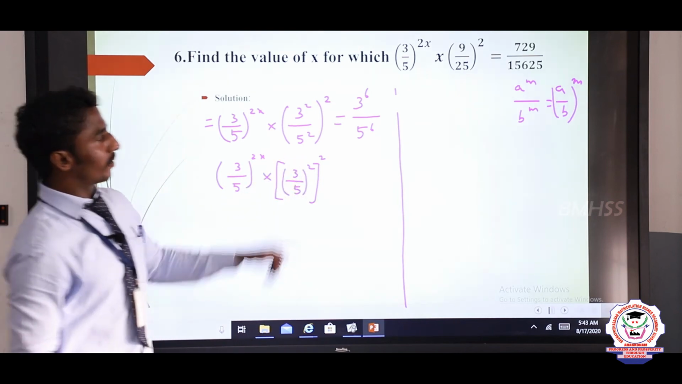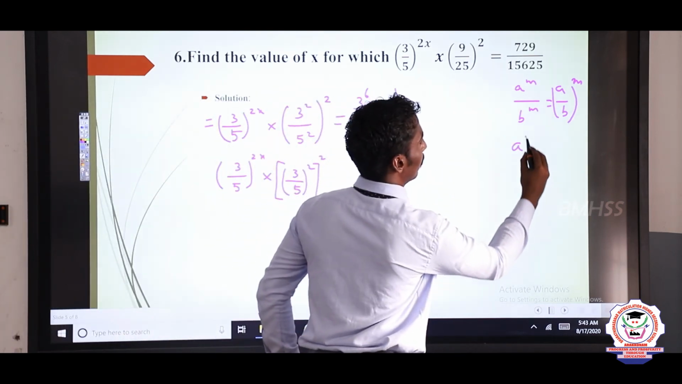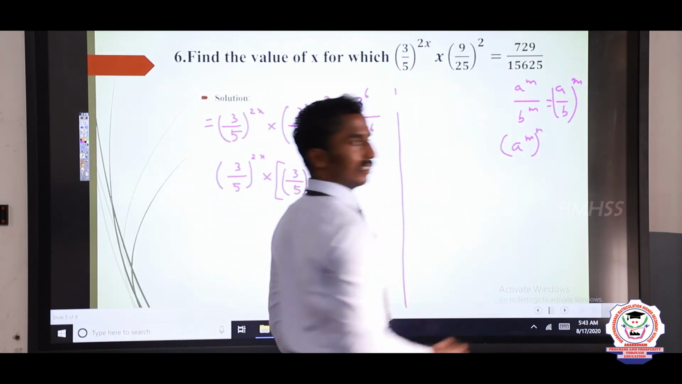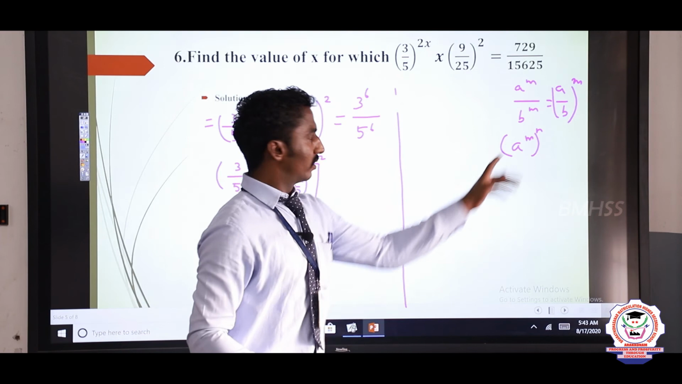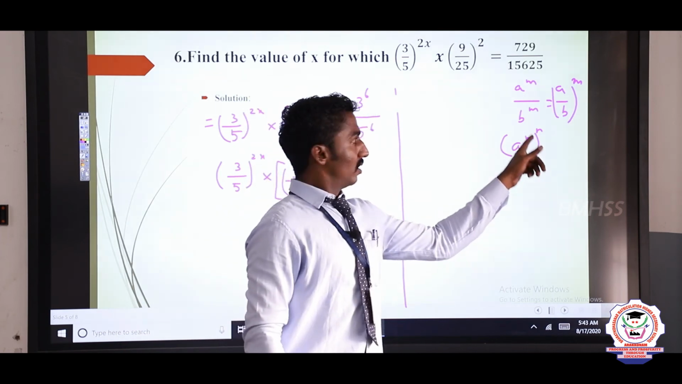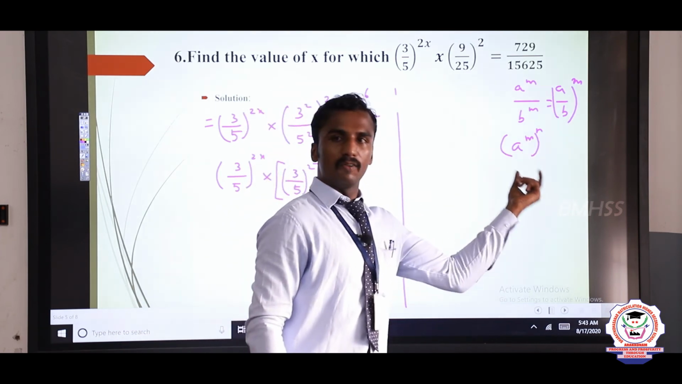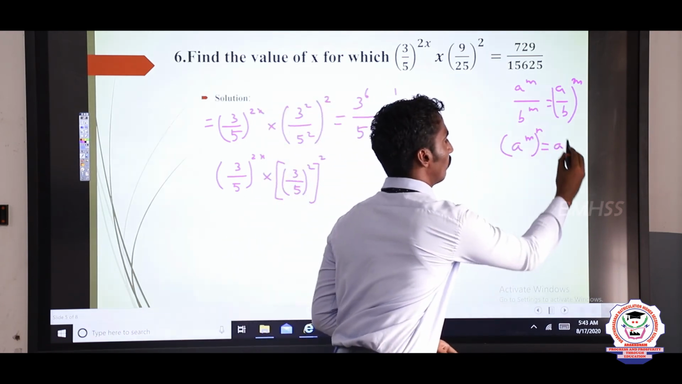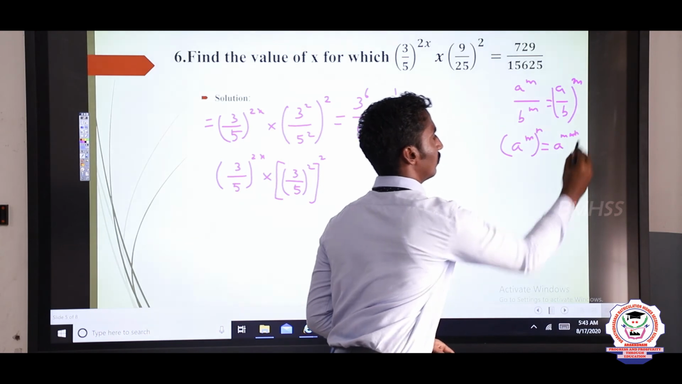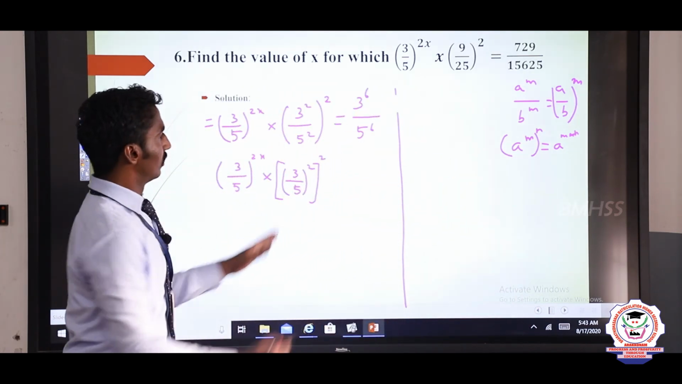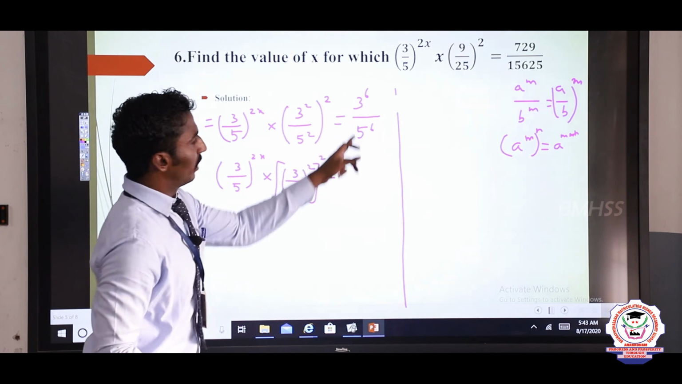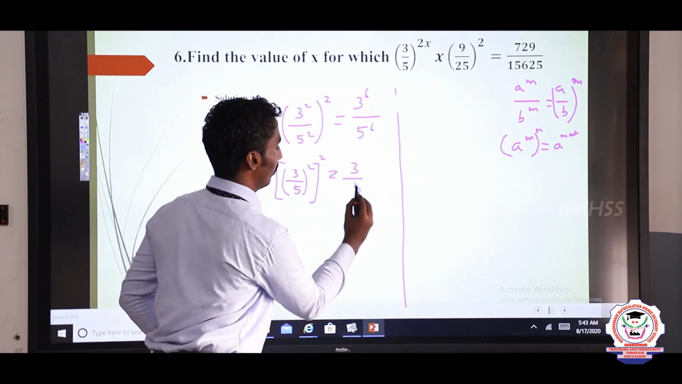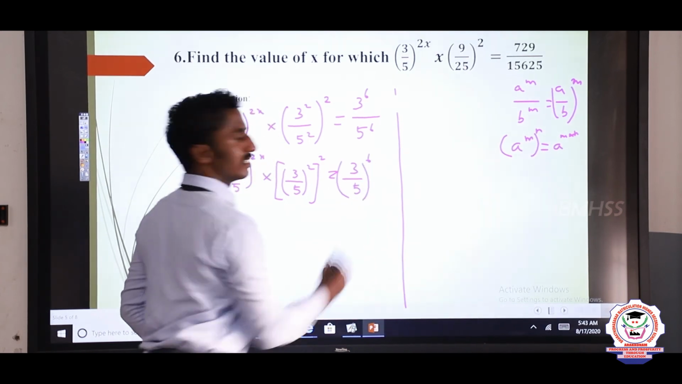So what is the formula? A power m whole power n, power of power. Listen, a power m whole power n. So this is the law of power. So a power m into n. Using this formula here, 3 by 5, 3 power 6 divided by 5 power 6 is equal to 3 by 5 whole power 6.